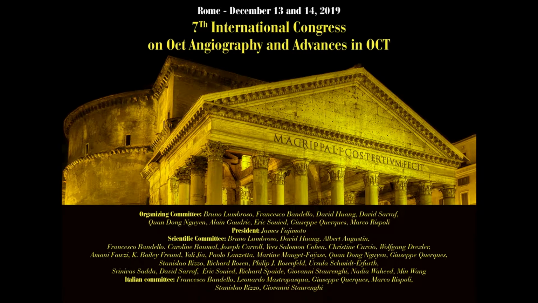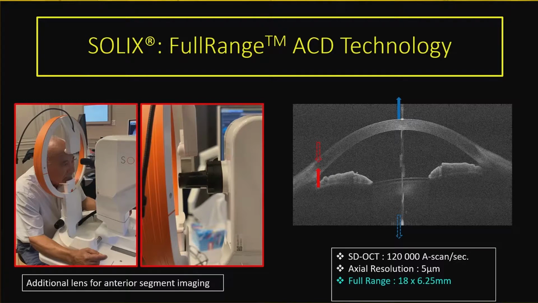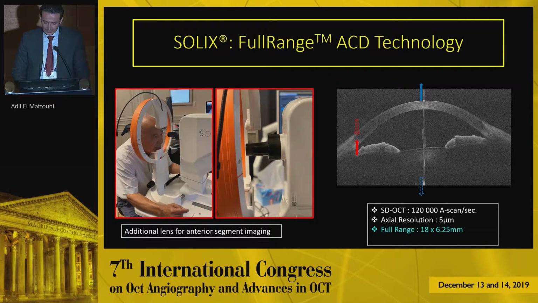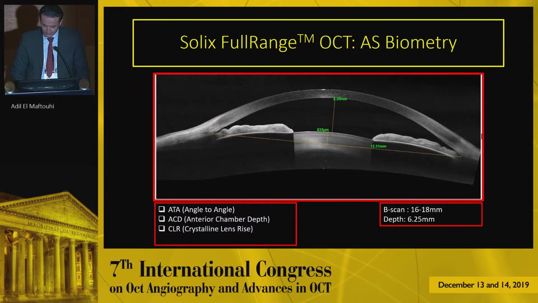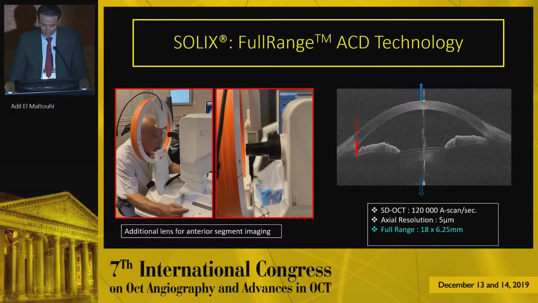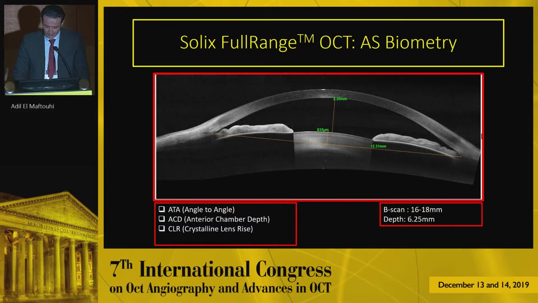The new upcoming platform from Optoview, Solix, allows, with a full-range technology, the possibility to have a very wide imaging of the anterior segment, thanks to the full-range technology using the mirror image. And you can have windows of 18 millimeters to 6 millimeters with an additional lens for the anterior segment. You can very easily have a biometry of the anterior segment.